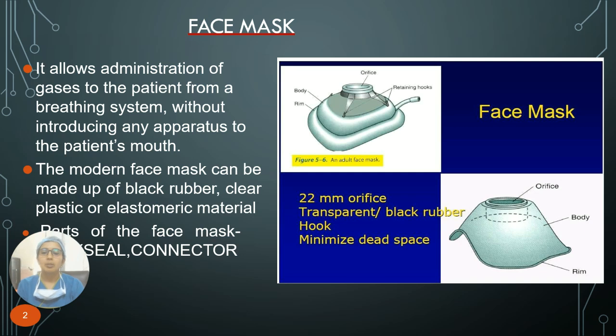The modern face mask can be made up of black rubber or clear plastic or elastomeric material. So the parts of the face mask are the seal, connector, as you can see here. This is the body of the mask, the orifice, and the seal can be either rigid sealing. And we have a connector which is a 22 mm connector.